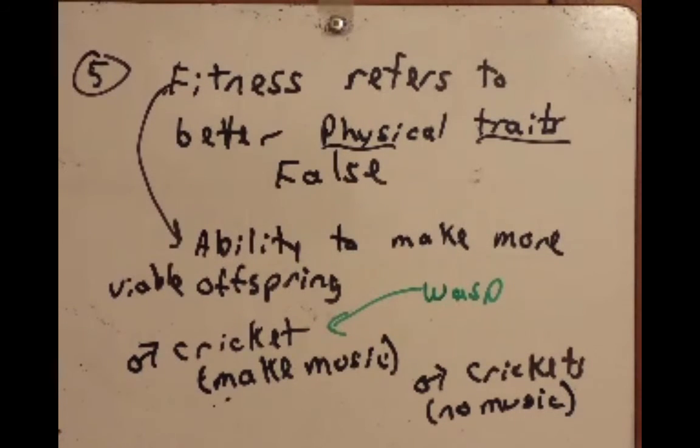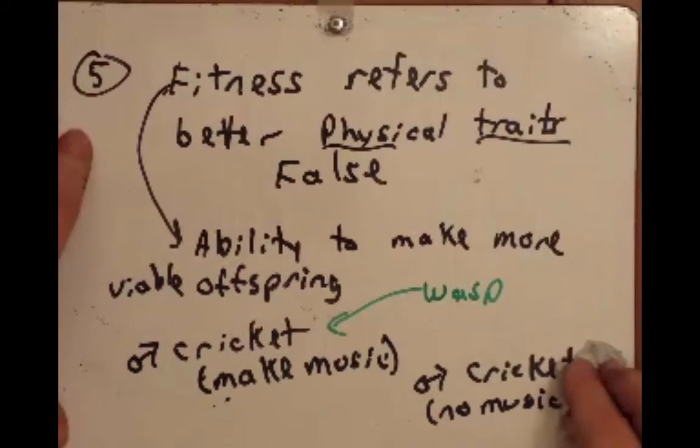And so this can change over time, but the ultimate goal is to reproduce more often and make more viable offspring. The organisms that can do that are more fit, and their genes will be passed on to the next generation, which will allow that population to evolve.